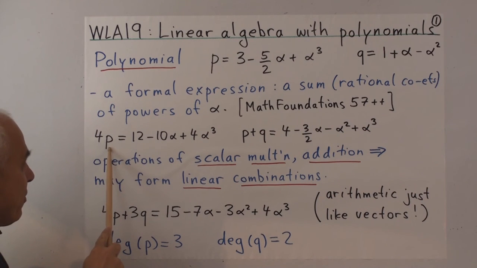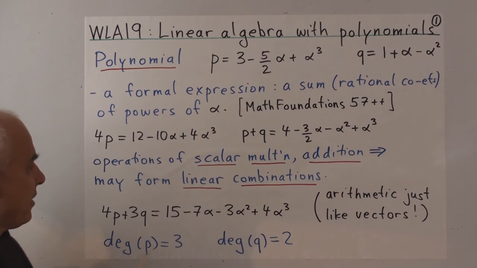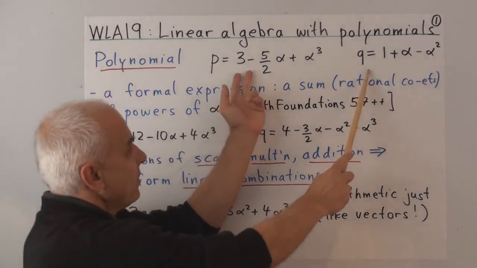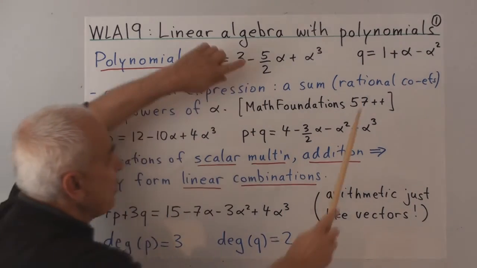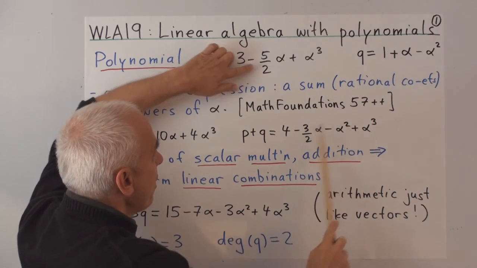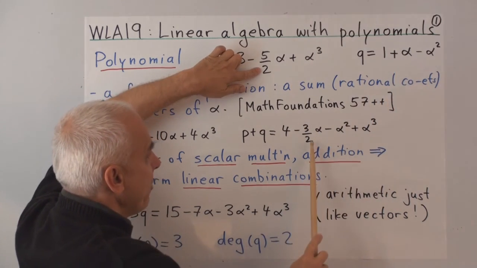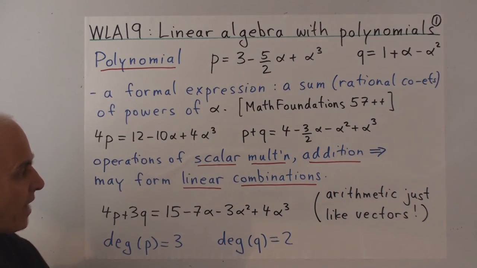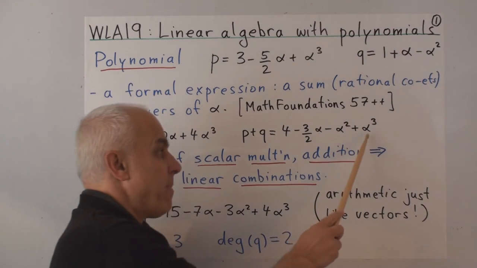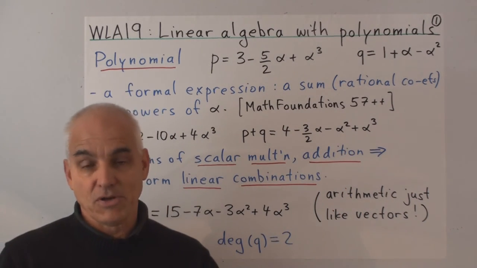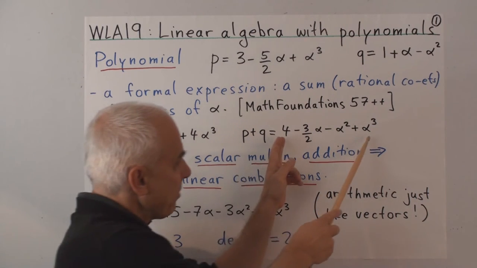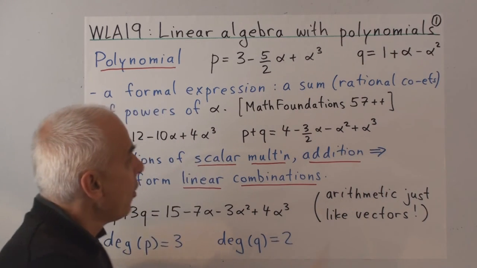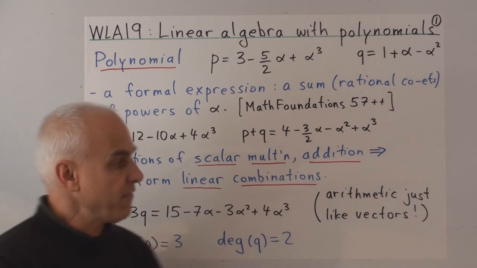So for example, we can take the polynomial p and we can multiply it by 4. The effect of that is simply to multiply all of the coefficients by 4. Or we can add the two polynomials, and we do that term by term. 3 plus 1 is 4, the minus 5 halves alpha plus alpha will be minus 3 halves, minus alpha squared plus alpha cubed. And there's a convention here that when a power of alpha has a 0 coefficient, we simply don't write it. But we're allowed, for example, to think of this as also being plus 0 times alpha to the 4. Or for example, up here, there was 0 component of alpha squared, and we didn't write that.